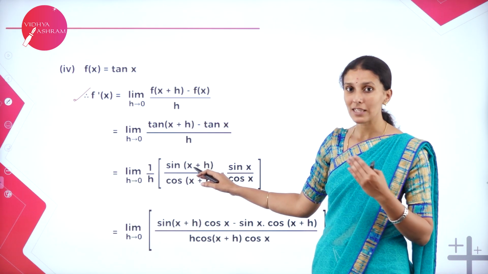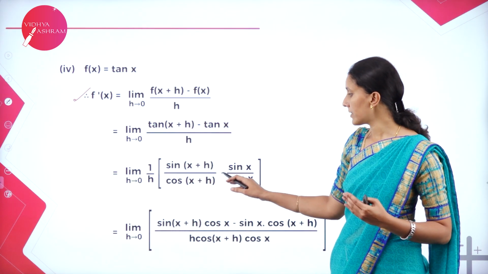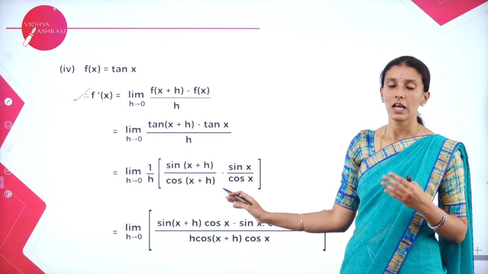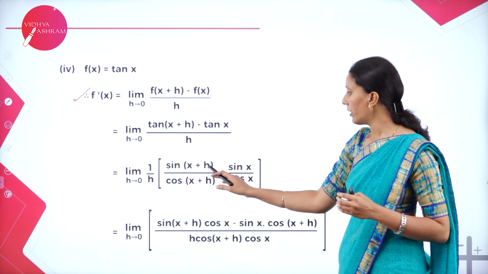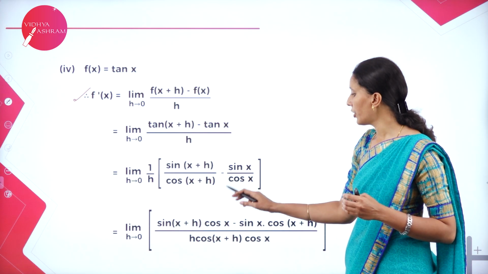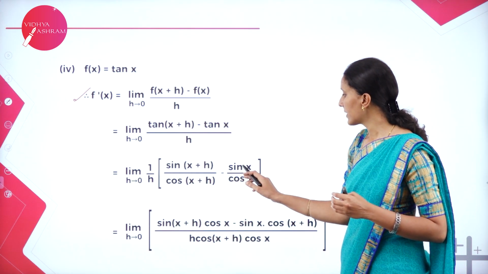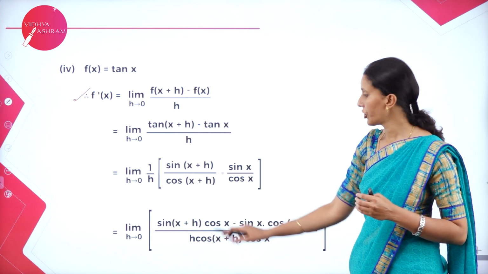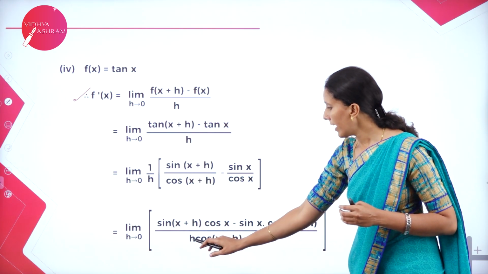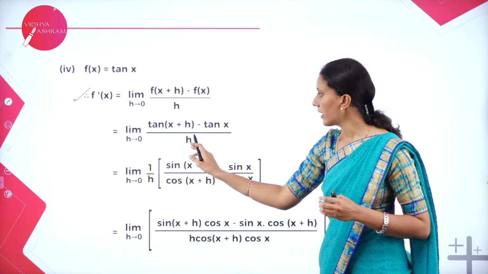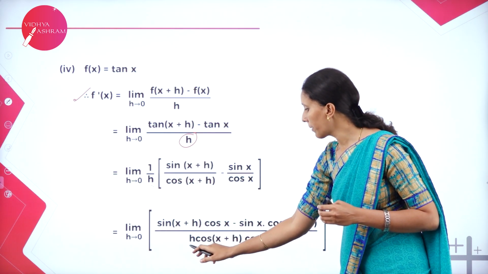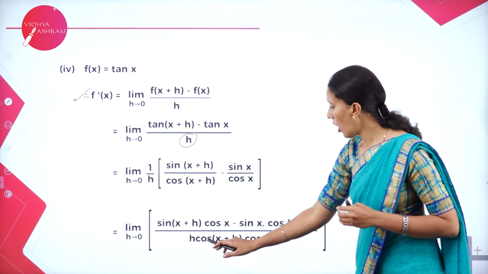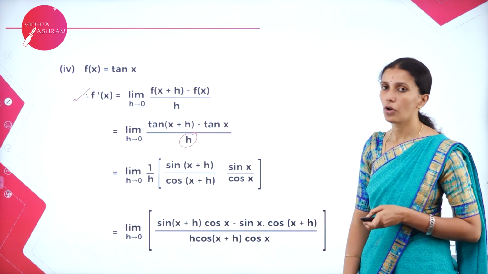So, this becomes sin(x+h)cos x minus sin x cos(x+h). Now, taking the fraction, we get sin(x+h) into cos x minus sin x into cos(x+h), divided by h in the denominator. Here you have h, which I have taken outside. Now again I am multiplying it inside, cos(x+h) into cos x.